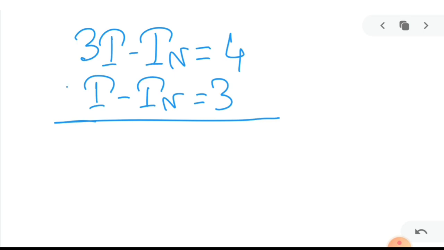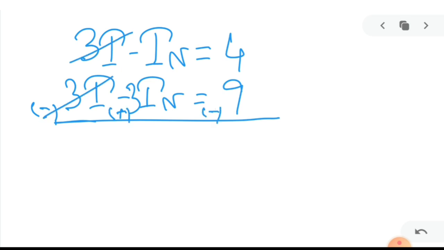You can eliminate it also. Multiply the second equation by 3, so we can get IN directly. It is 3, it is 3, and it is what? It is 9. Multiplying 3 by the second equation, okay, so we can directly eliminate the I.